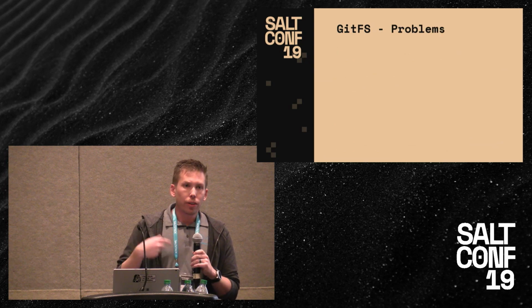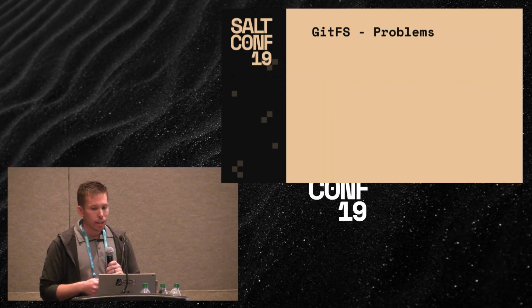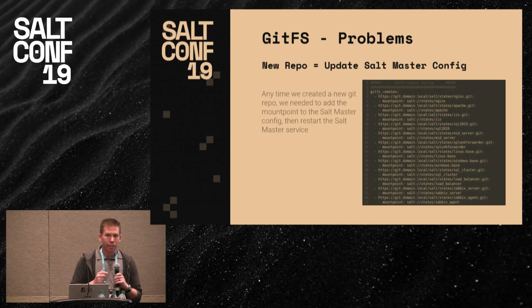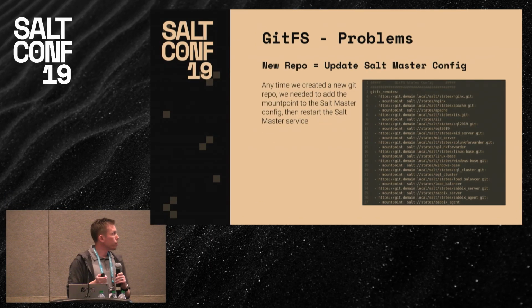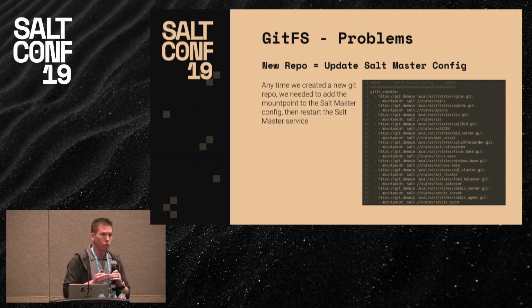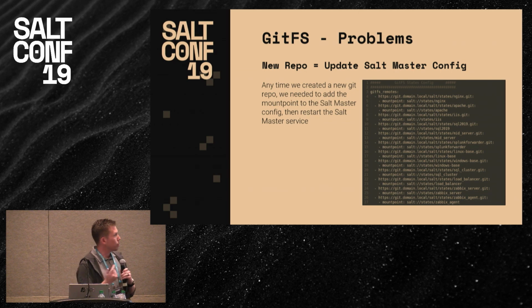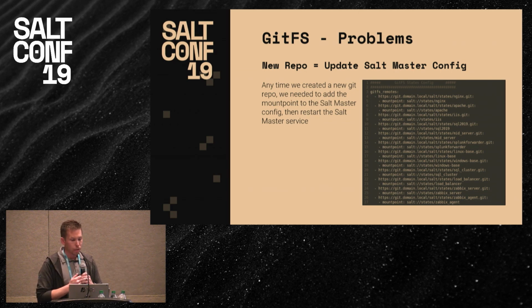But as we started going down the route of utilizing GitFS, we did start running into some problems. One problem that we ran into was every time we would add a new repo, we'd have to go and update the SaltMaster config. All of our salt states were stored in a separate repo for each one. So the Nginx state would be in its own repo, the Apache state would be in its own repo. And this led to a very large SaltMaster config for the GitFS configs, because you'd have to have a new mount point for every single state, which pointed at each individual repo.